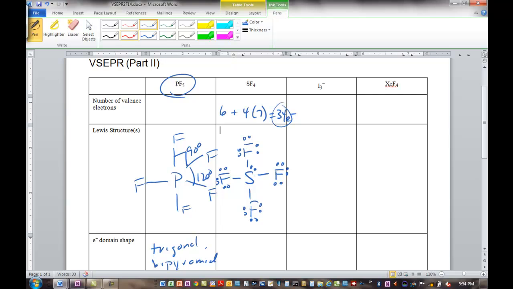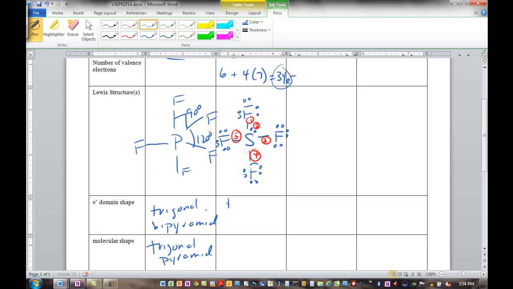All right, so for VSEPR, what are we going to count? 1, 2, counting the lone pair, 3, 4, 5. What's the arrangement of 5 pairs of electrons that minimizes repulsion? Sorry about that. Trigonal bipyramid.